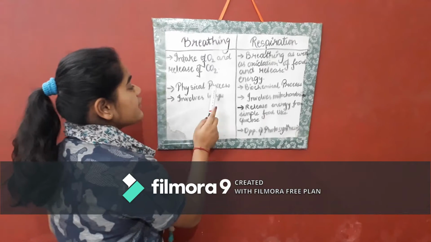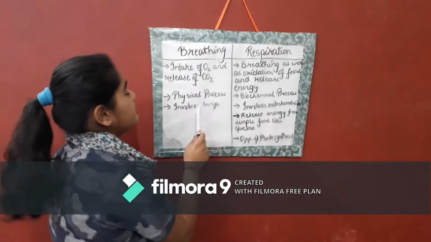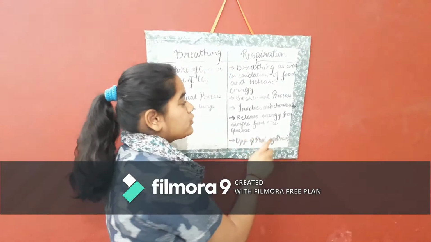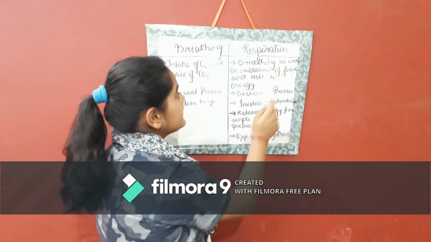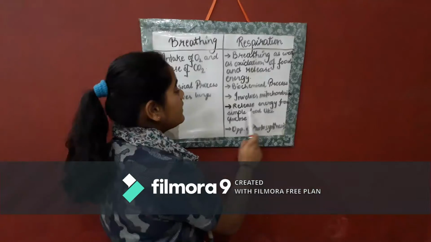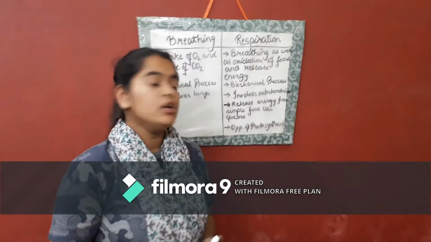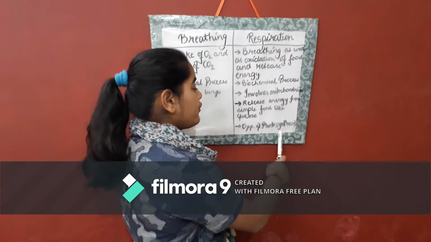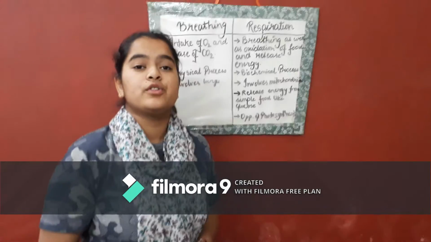Breathing is a physical process, whereas respiration is a biochemical process. Breathing involves only lungs, whereas respiration involves mitochondria, which are present in the cells. Some other points of respiration: it helps in the release of energy from simple food like glucose. It breaks it into further parts, and the process of respiration is totally opposite of photosynthesis.